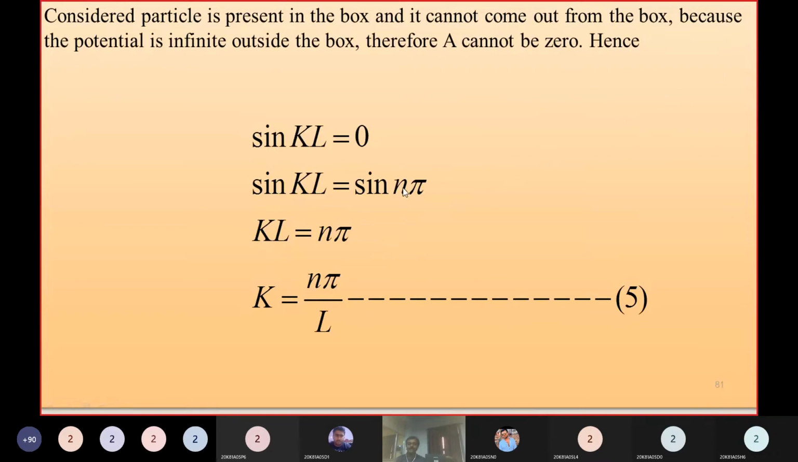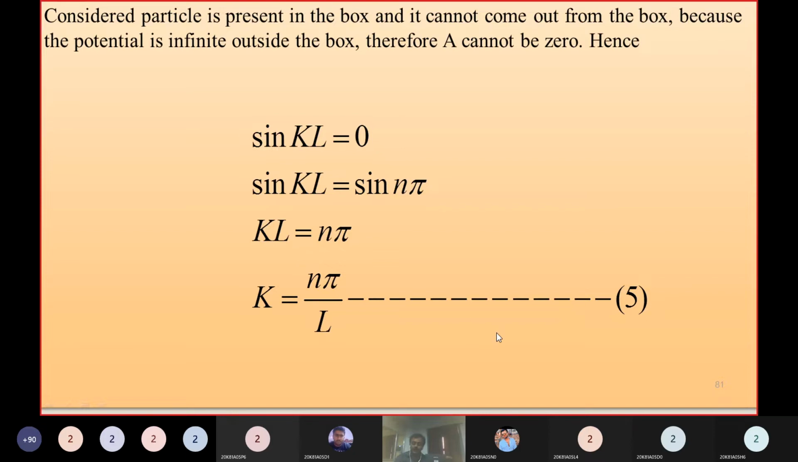If you substitute n equal to 0, sin 0 equals 0. If n equal to 1, sin pi is also 0. So for all such terms, sin KL will become 0. So sin KL equals sin n pi, therefore KL equal to n pi, so k is equal to n pi by L. Let us take this as equation number 5.